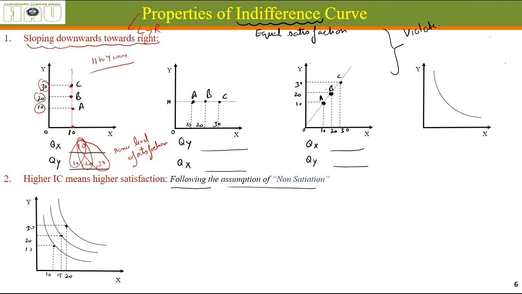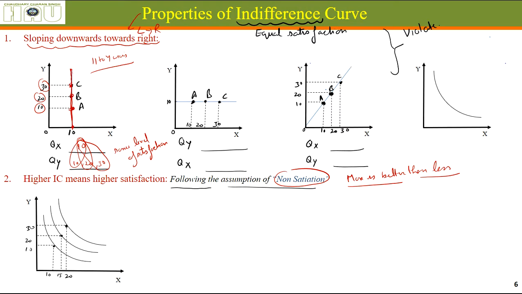So if this is going to be the shape of the indifference curve, then the assumption of non-satiation, which says that more is better than less, is going to be violated. More is better than less means that more gives more satisfaction than a lesser quantity. So this cannot be the shape.